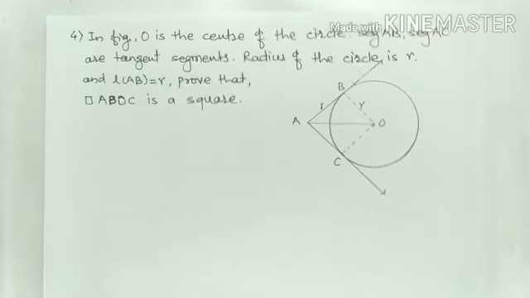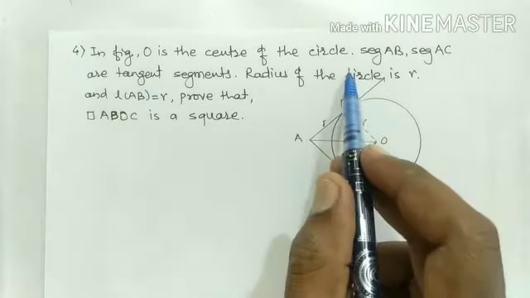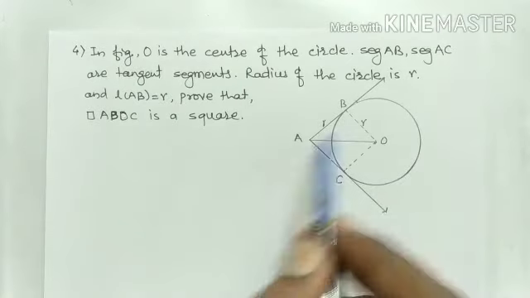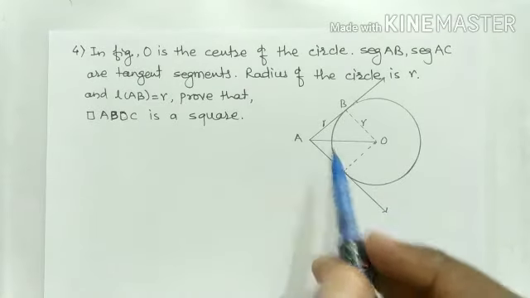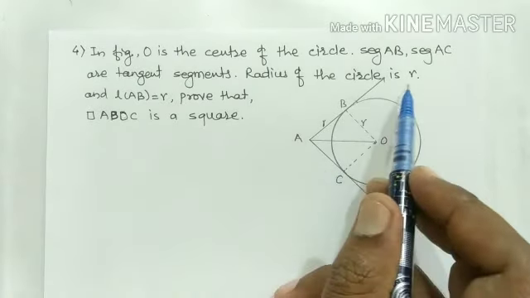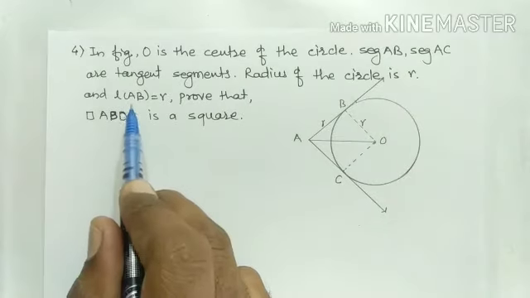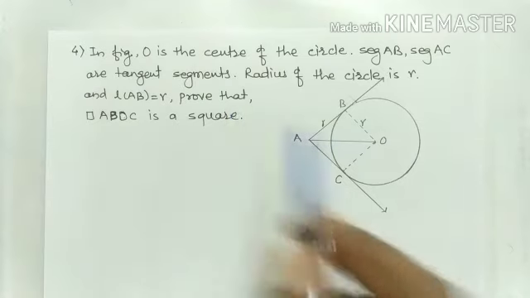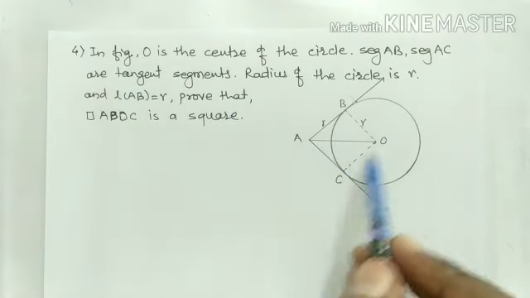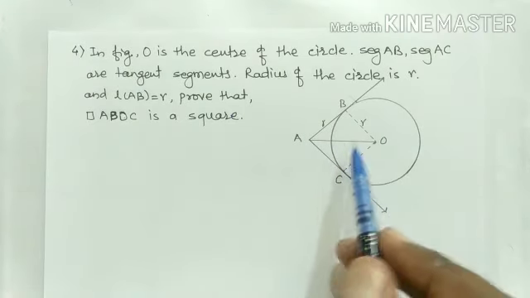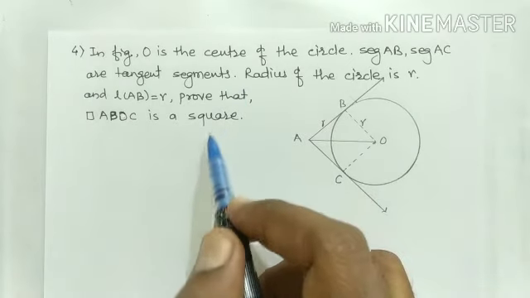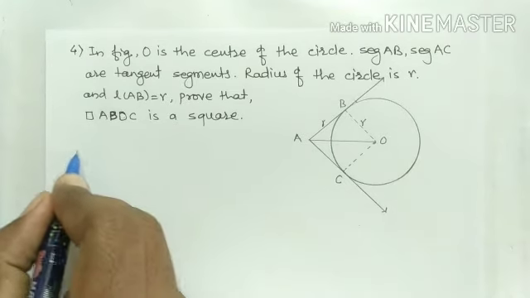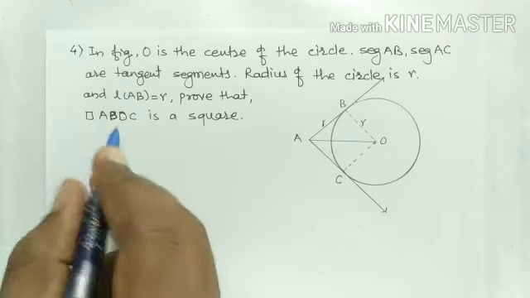In figure, point O is the center of the circle. Segment AB, segment AC are the tangent segments. Then radius of the circle is r, and length of AB equals to r. And prove that quadrilateral ABOC is a square. By using this given information, we have to prove that it is a square. तर इथं आपल्याला गिवन, टू प्रूव्ह आणि प्रूफ या तिन्ही स्टेपमध्ये हे लिहायचं आहे.